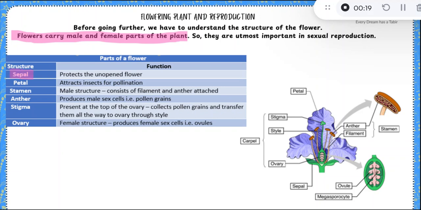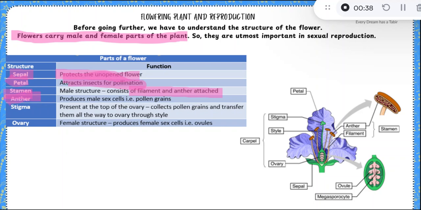So there's the sepal, which protects the unopened flower, या ऐसा flower जिसने अभी तक bud नहीं किया है. There's the petal, which attracts insects for pollination. There's the stamen, which is the male structure, and इसमें filament और anther होता है, तो filament और anther बन के मिल के जो है ना वो stamen बनाते हैं.